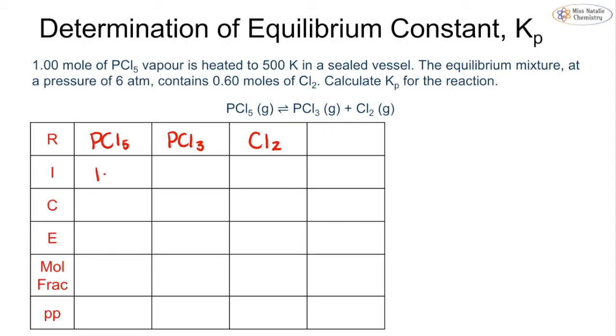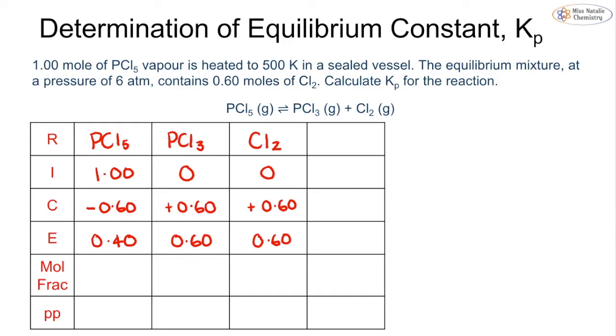We're told that our number of moles at the start for the PCl5 is 1, and of course our products are 0. We then find in the equilibrium mixture that our number of moles of the chlorine is 0.60. So my change here is to go up by 0.60. So that must mean that the PCl3 does the same thing. And my PCl5, with it being a reactant, is going to come down by 0.60, giving you 0.40.